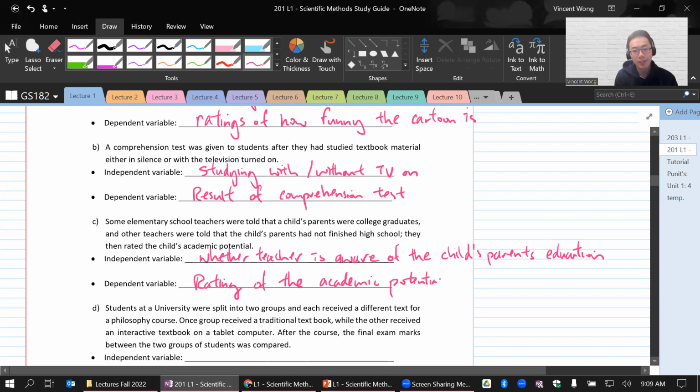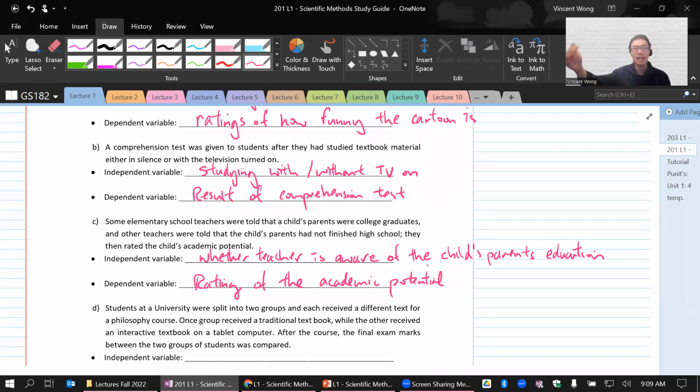Now, I just want to emphasize again, in this case we are not testing whether the parents' education has anything to do with the student's academic potential. What we are testing in this scenario is whether the teacher's perception of the student's academic potential is going to be different if they know or don't know about the parents' education. Do you understand the difference? This is just about the teacher's perception. It's not actually looking at the education versus the kids' academic potential.